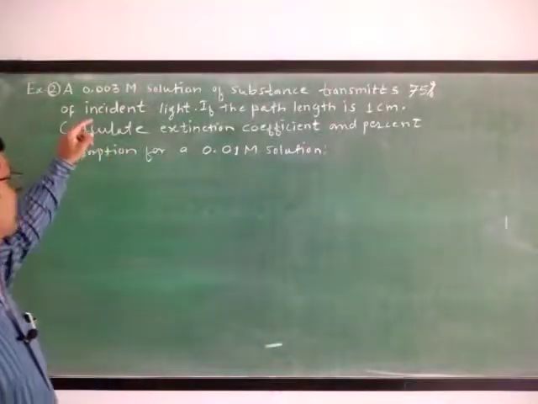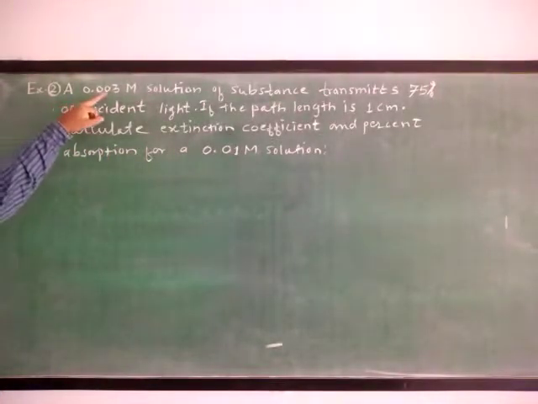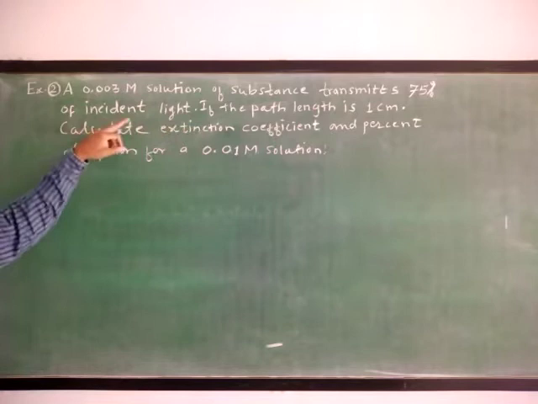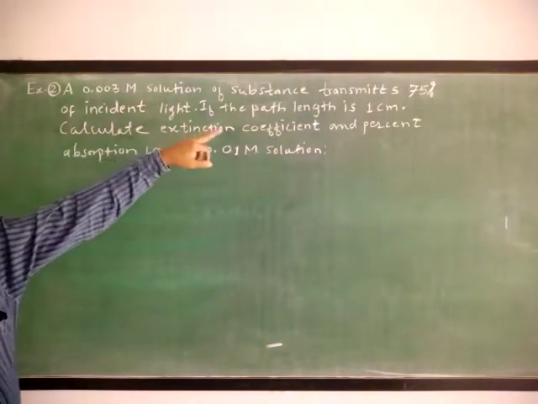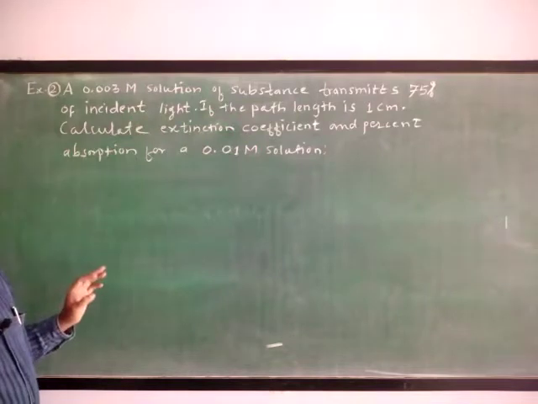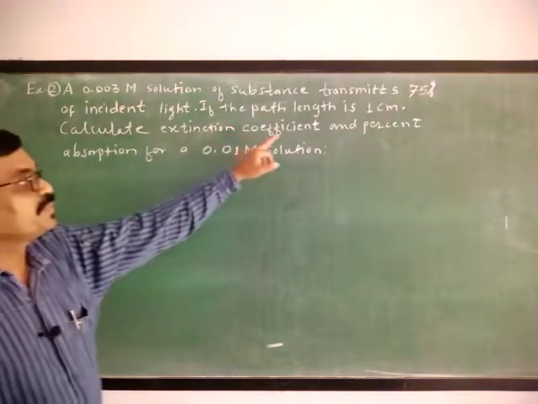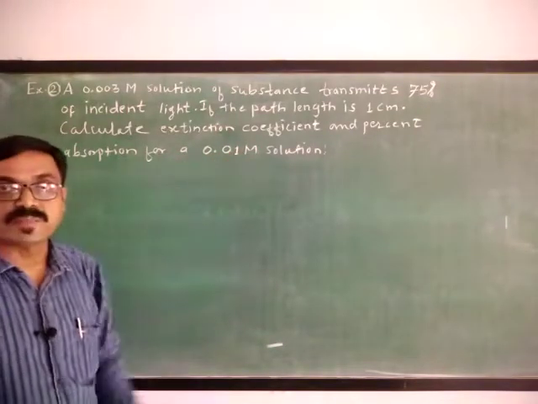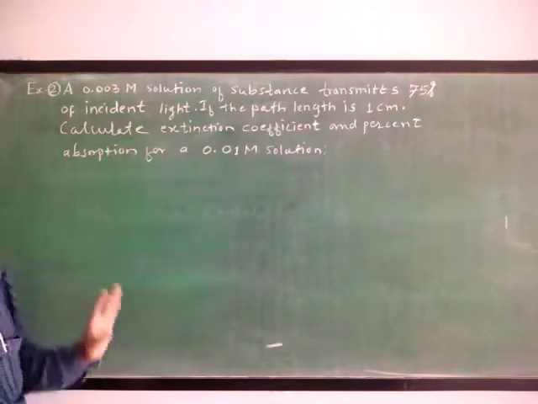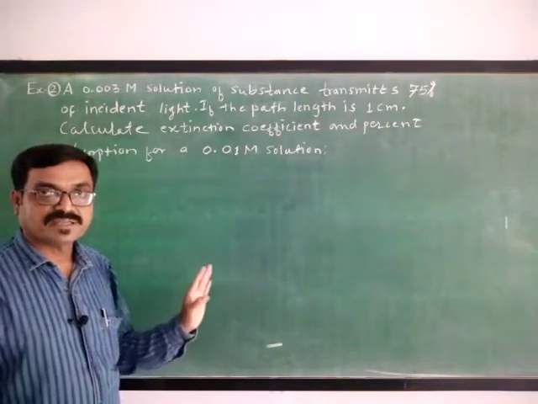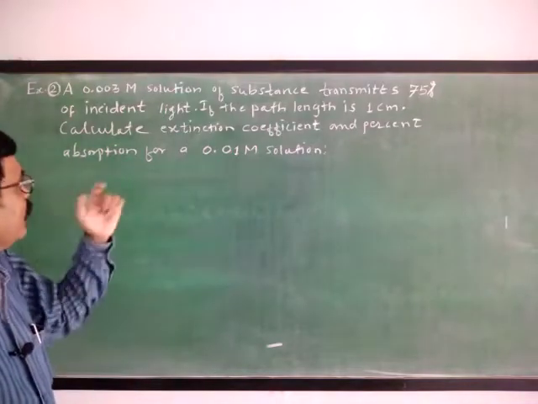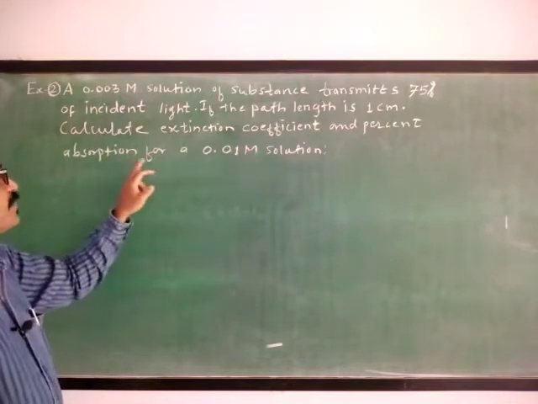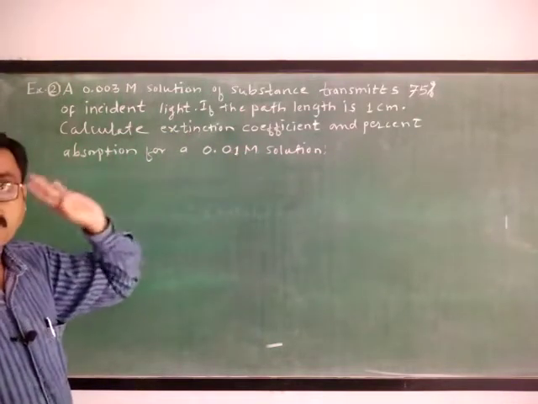Now see this example: a 0.003 molar solution of a substance transmits 75% of the incident light if the path length is 1 centimeter. Calculate the extinction coefficient and percent absorption for a 0.01 molar solution. First of all, here a solution is given, that's why Beer's law is applicable. Again we have to calculate two points: first the extinction coefficient, and second the percent absorption for a solution.